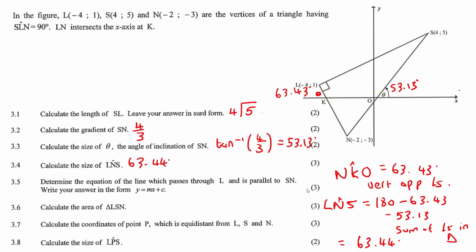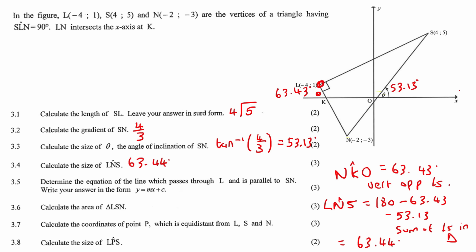Determine the equation of the line which passes through L. Okay, so it passes through L and is parallel to SN. So if y is equal to mx plus c, if two lines are parallel, it's a line that goes something like this, more like that. So these two lines are parallel, so they have the same gradient. Therefore the gradient of this line will be 4 over 3, like we worked out for SN earlier. To find c, you just plug in a point on this line. Can you see one?